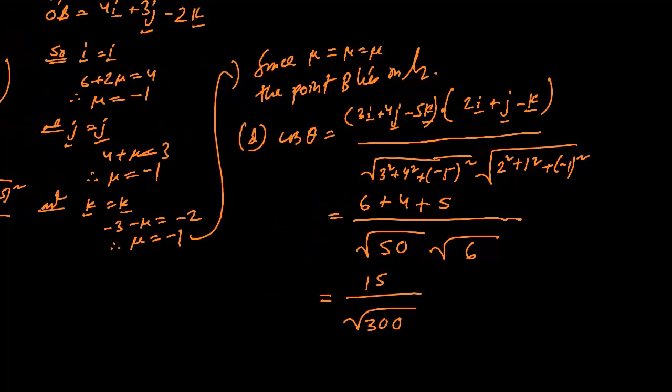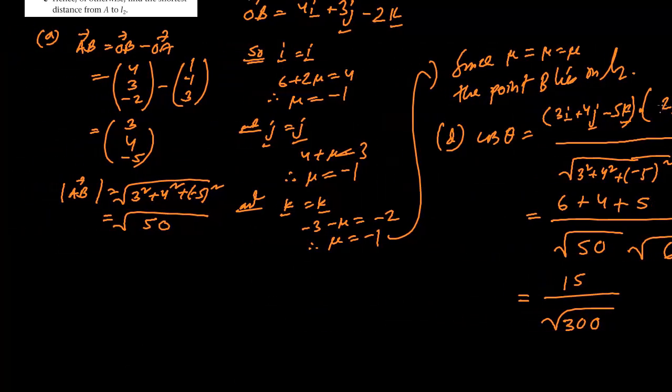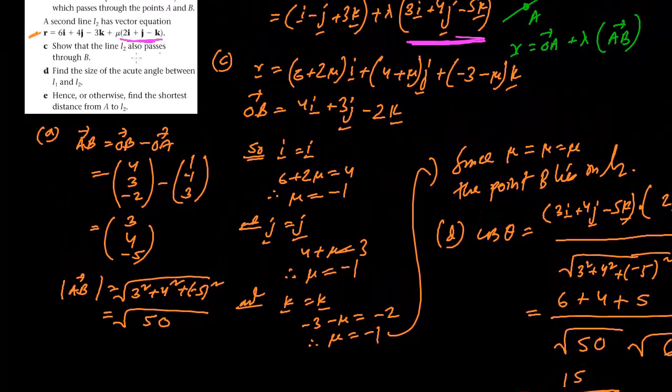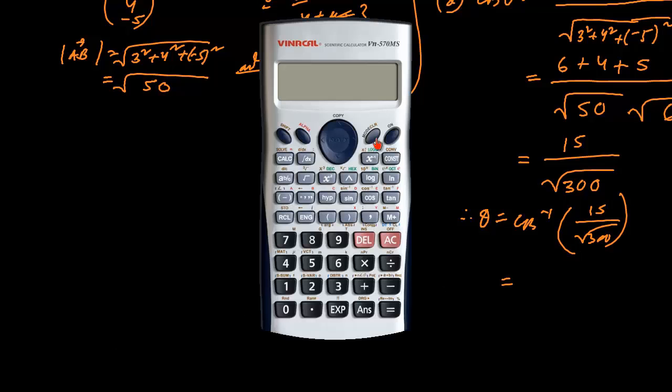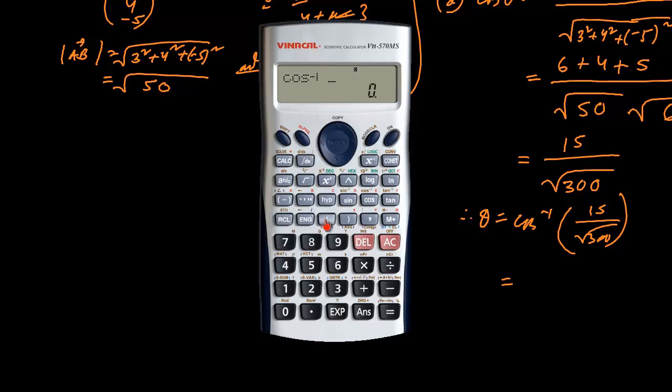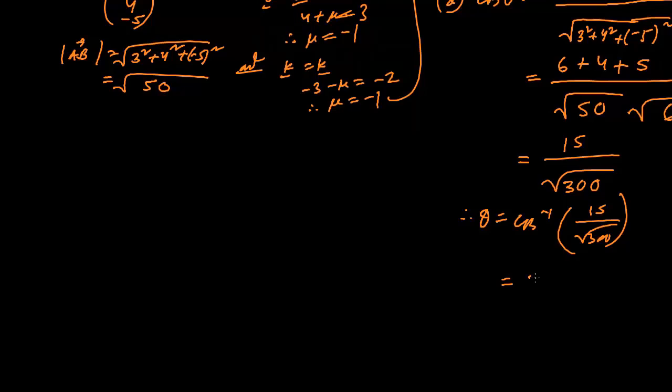And do we have to find theta or just the cos ratio? Find the size of the acute angle. So we have to find theta. Therefore, theta equals cos inverse of 15 by square root of 300. And this turns out to be cos inverse 15 divided by square root of 300, 30 degrees. That's pretty cool.